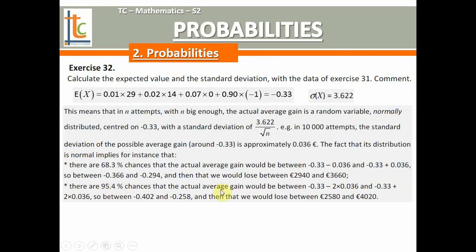Okay, and so on. As I told you earlier, each percentage is associated to a certain coefficient u. If u equals 1, you've got 68% of confidence level. If u equals 2, 95.4%. If u equals 1.96, 95%. If u equals 2.58, 99%, and so on.